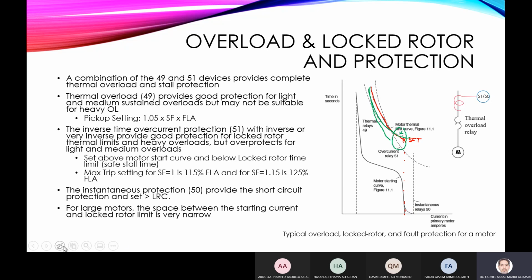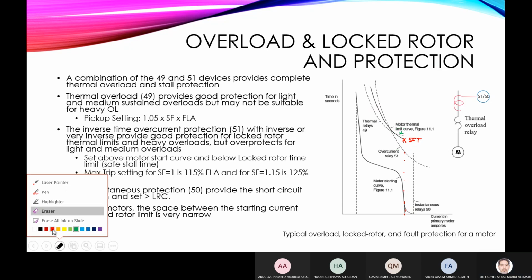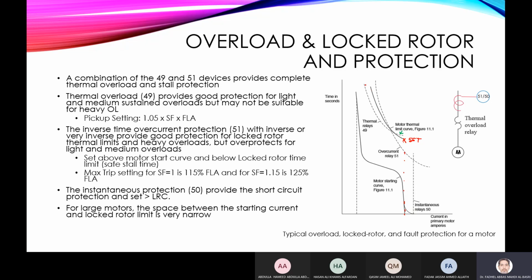So here, when you combine the two, effectively you are getting this due to the thermal overload protection, and for the overcurrent you will get this, and that's why you protect the motor from overload during light overload and during locked rotor condition.